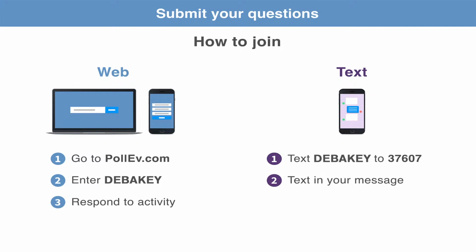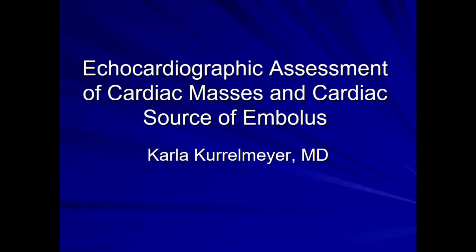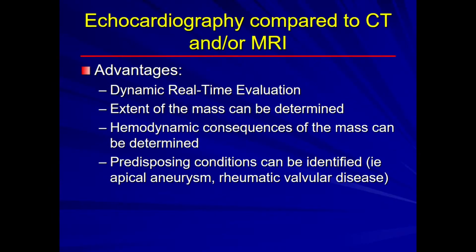So let's start off by talking about the echocardiographic assessment of cardiac masses and cardiac source of embolus. Echo, compared to the other imaging modalities, CT and MRI, does have some advantages, even though it's a very, very old technology. One of the main advantages is it gives you dynamic, real-time evaluation of the mass. So it allows you to determine if that mass has independent motion compared to the other cardiac structures.